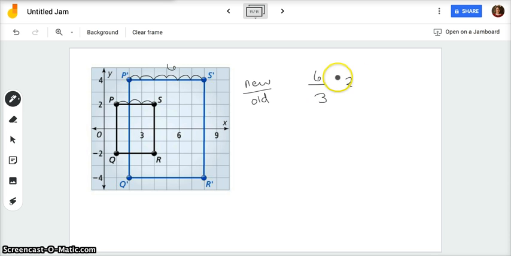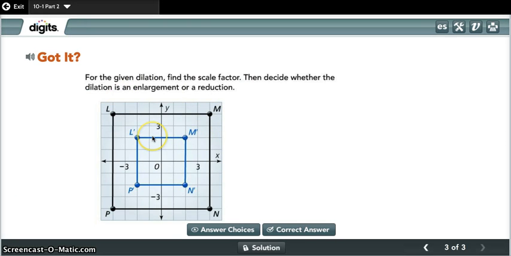I would say 2 is probably the most common scale factor you're going to see when working with scale factors. So now you can try this one. Remember, you have to do the new, the blue, divided by the old, the black, and see what you get. Line LM, if we use that, is 1, 2, 3, 4. This LM is 1, 2, 3, 4, 5, 6, 7, 8. So 4 divided by 8 would be 1/2. So the scale factor is 1/2, and it's a reduction.